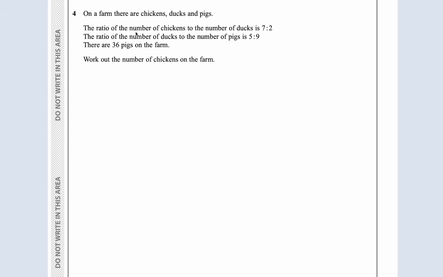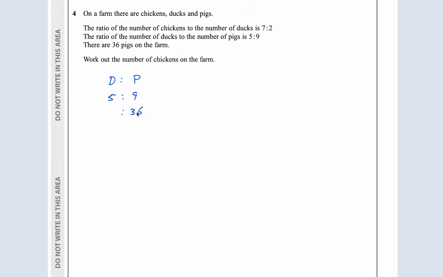So let's kind of go backwards. It gives us 36 pigs on the farm. So ducks to pigs is 5 to 9. Now he says there's 36 pigs. So I can find out how many ducks because the ratio stays the same. 5 to 9 is the same as what to 36?